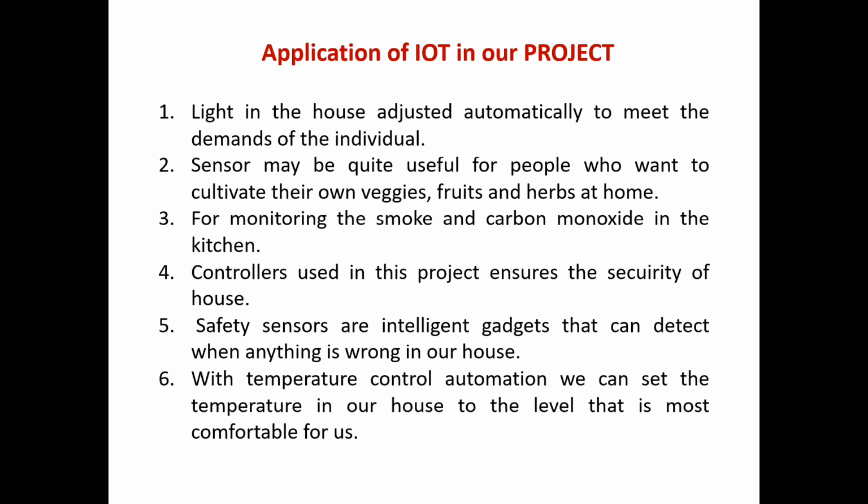Lights in the house are adjusted automatically to meet the demands of the individual. Sensors may be quite useful for people who want to cultivate their own veggies, fruits and herbs at home, and for monitoring the smoke and carbon dioxide in the kitchen. Controllers used in this project ensure the security of the house. Safety sensors are intelligent gadgets that can detect when anything is wrong in our house. With temperature control automation, we can set the temperature in our house to the level that is most comfortable for us. All of these applications are useful in our project, and our project is totally based on these applications.